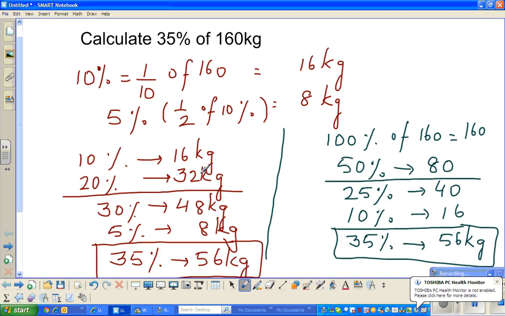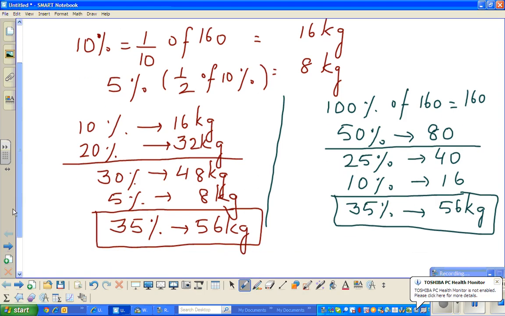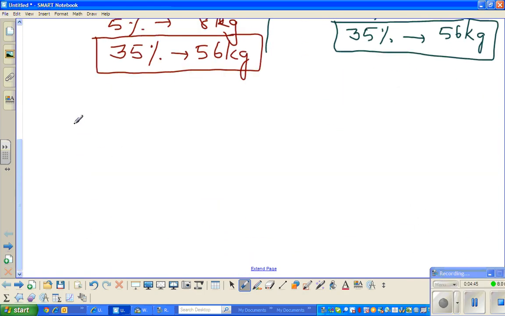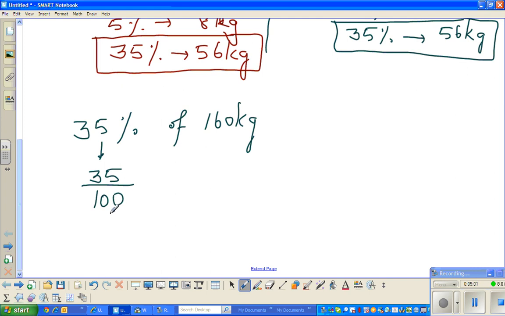Now how to do this on a calculator? If you have a calculator and the question is 35% of 160 kg. Now whenever you have the word 35%, you should know this is 35 out of 100. And 35 out of 100 is 0.34. Now, as I have shown you in previous videos, when you're dividing by 100, the decimal point is sitting here. And you've got a zero here.